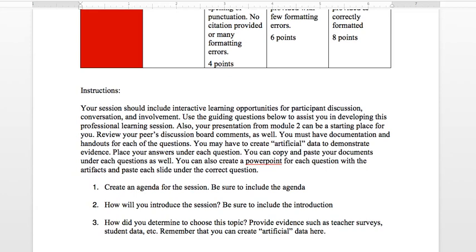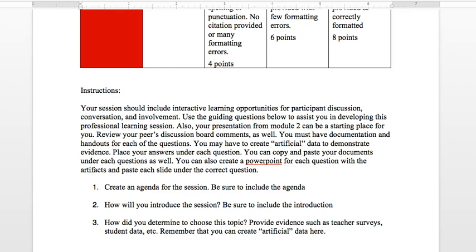All right. So your session should include some interactive learning opportunities for your participants to have discussion, conversation, and involvement. I don't want it to be where you're just standing up and delivering. You're going to use the guiding questions below to help you develop your professional learning session. And then you might take a look at your presentation from Module 2. It could be a starting place for you.